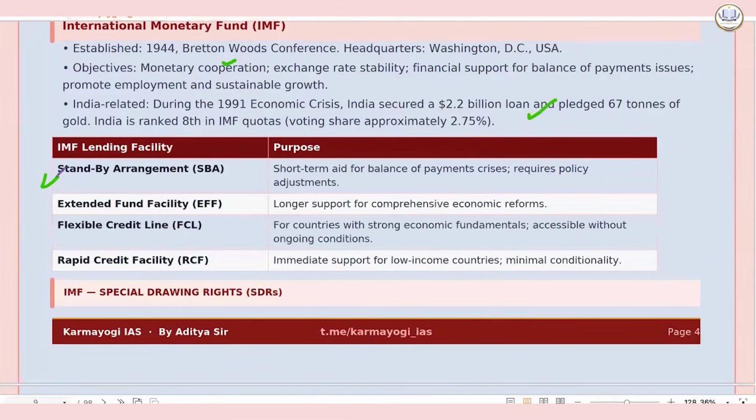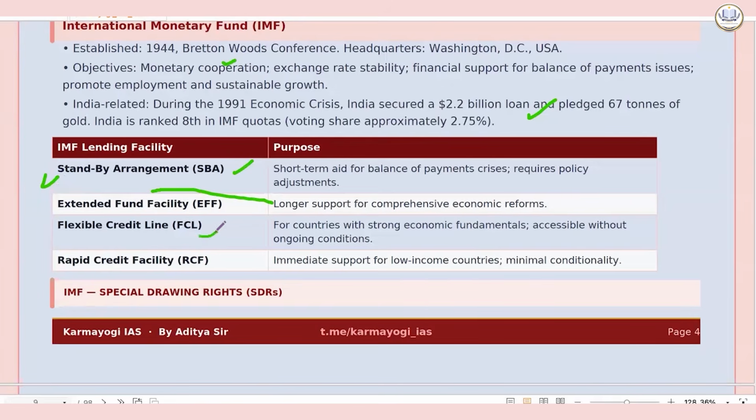Now there are different lending facilities. One is the standby arrangement. It provides short term aid for balance of payment, as the name suggests. It requires policy adjustment as well. Then we have EFF, Extended Fund Facility. It is for longer support, for comprehensive economic reforms. So if quickly needed, then we have SBA. If needed for long term, it is EFF.